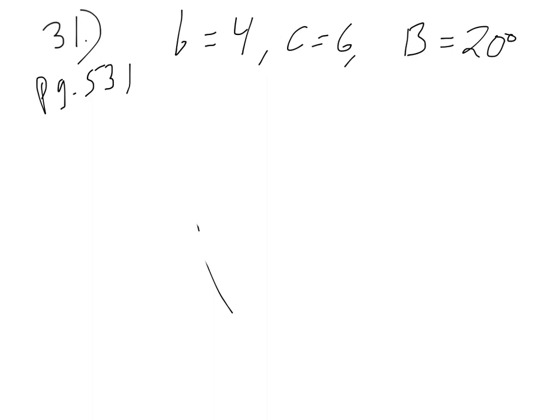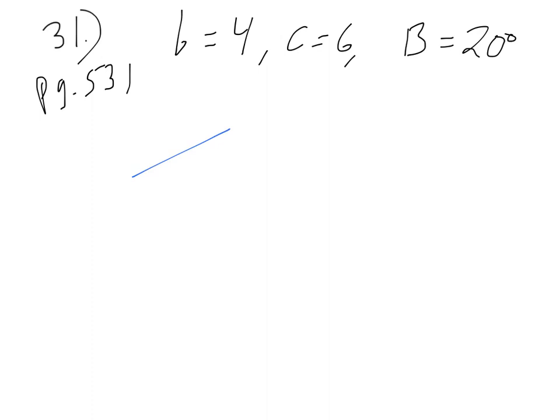So we're asked to determine whether the given information is going to result in one triangle, two triangles, or no triangle. And the reason for that is because this is an SSA configuration of the triangle, which is an indeterminate form in some cases, meaning there could be more than one possible answer. So let's go ahead and just draw this.